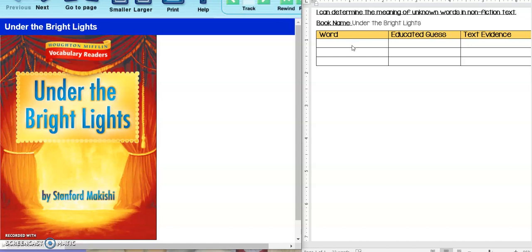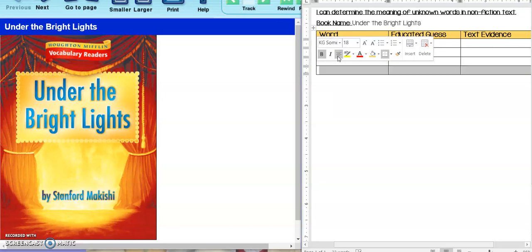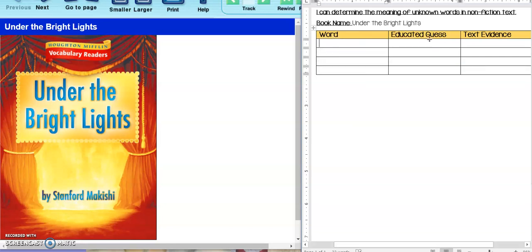And so while I'm reading, I'm going to fill in words I don't really feel comfortable with, and I can add some if I want to. I'm going to make an educated guess of what that might be, and then I'm going to type in some evidence, what made me think that my definition, my educated guess, was what that word meant. So I'm going to go ahead and read, and I'm just going to stop every time I find a word that I don't know.